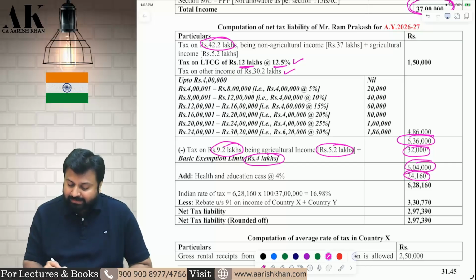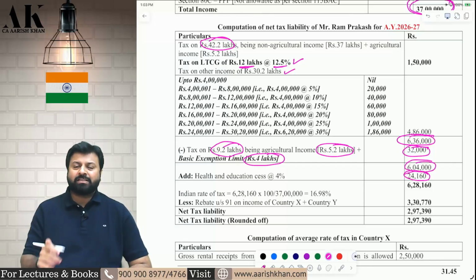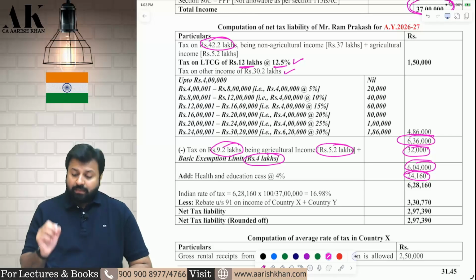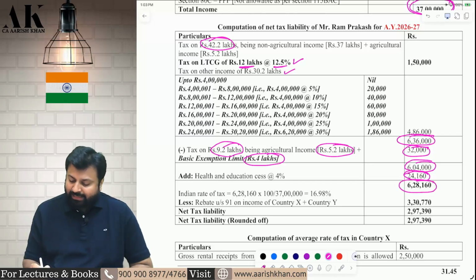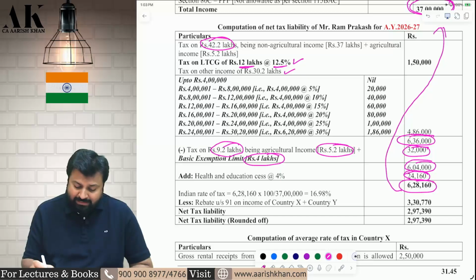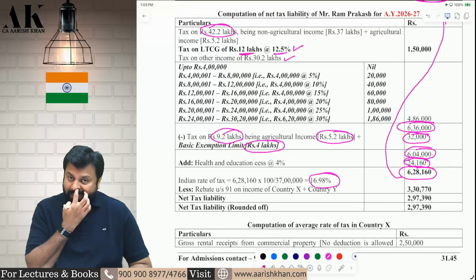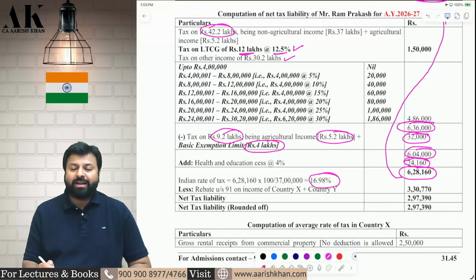On that apply cess. No surcharge because the total income is less than 50 lakhs. Apply cess and then you will get your tax. And then you will divide this by 37 lakhs and therefore you will get your average rate in India. The average rate in India is 16.98.